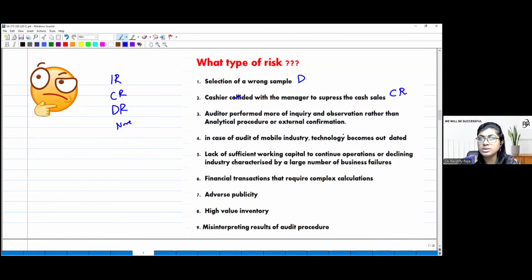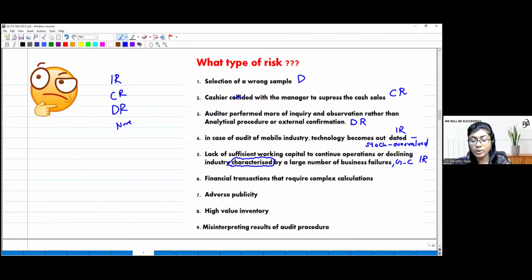That is internal control weakness, so CR. Auditor performed more inquiry and observation rather than analytical. Our procedure goes wrong, so DR. In case of the mobile industry, I told you, technology becomes outdated. If technology is outdated, stock is overvalued. IR. Lack of sufficient working capital to continue operations. Declining industry characterized by a large number of failures. It will affect going concern. Someone asked me about nature of business. Characteristic, so IR.